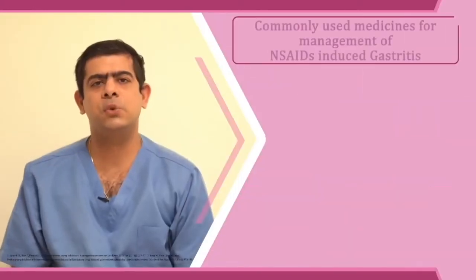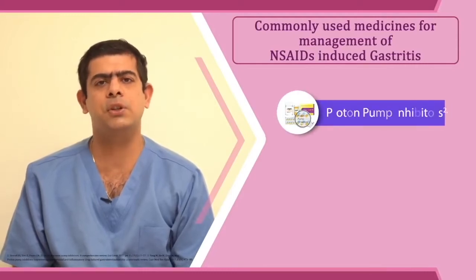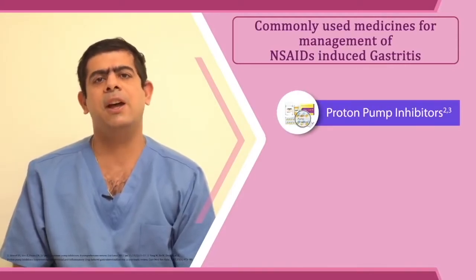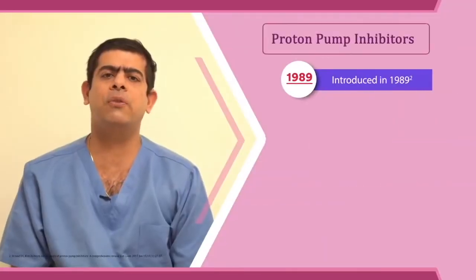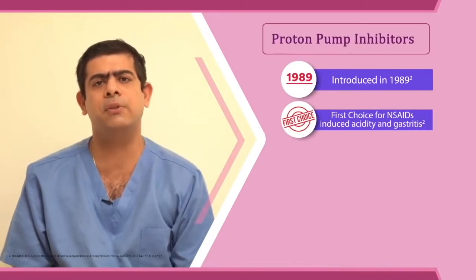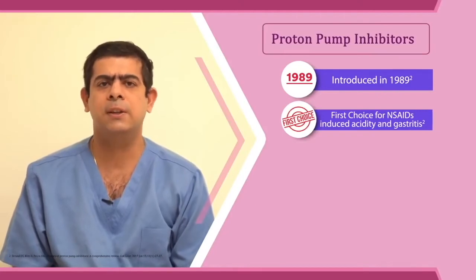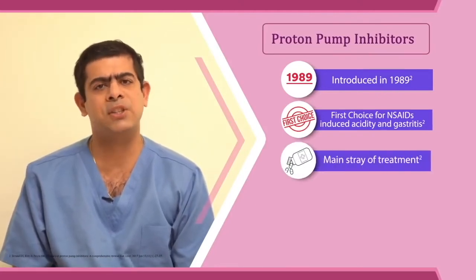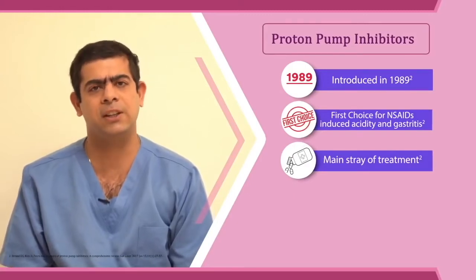The most common medicines used for the treatment of acidity and gastritis are PPIs, the proton pump inhibitors, as well as H2 receptor antagonists. Now, since the introduction of omeprazole in 1989, it has become the first choice medicine for the treatment of NSAID-induced acidity and gastritis. PPIs have become the mainstay of treatment for NSAID-induced acidity and gastritis.